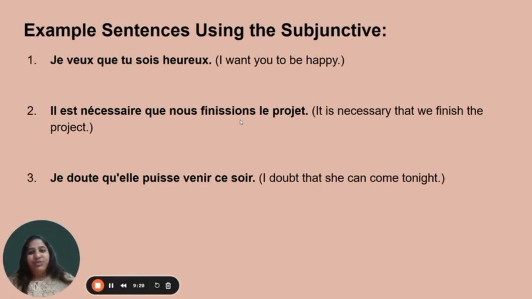Let's see some more example sentences using the subjunctive. Je veux que is also an expression which takes the subjunctive, but the subject should be different. There should be two different subjects, right? Je veux que tu sois heureux. Now, sois comes from the verb être, right? This is an irregular subjunctive verb. Even in the present tense it comes in irregular verbs, isn't it, students? So that's how it is in the subjunctive as well.